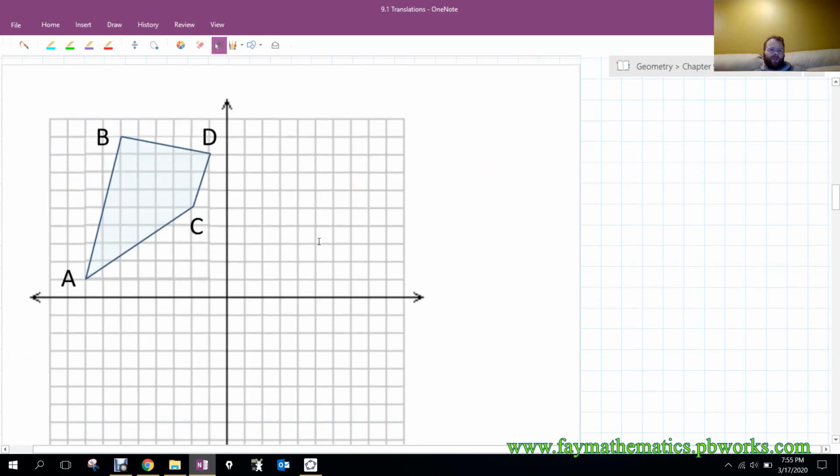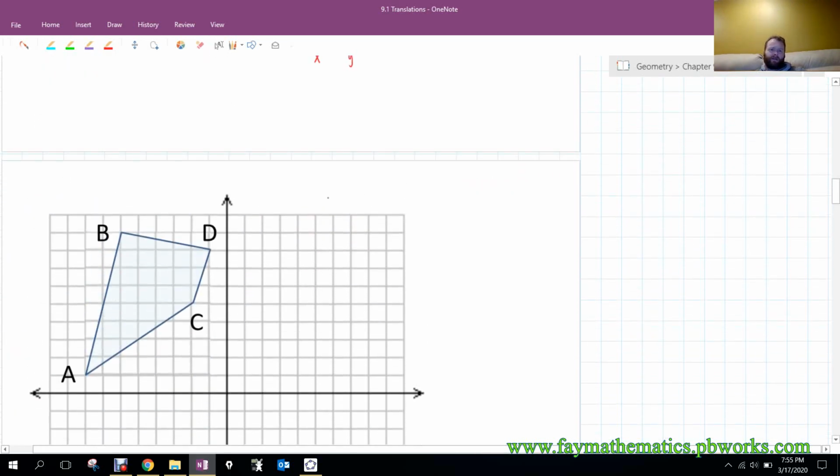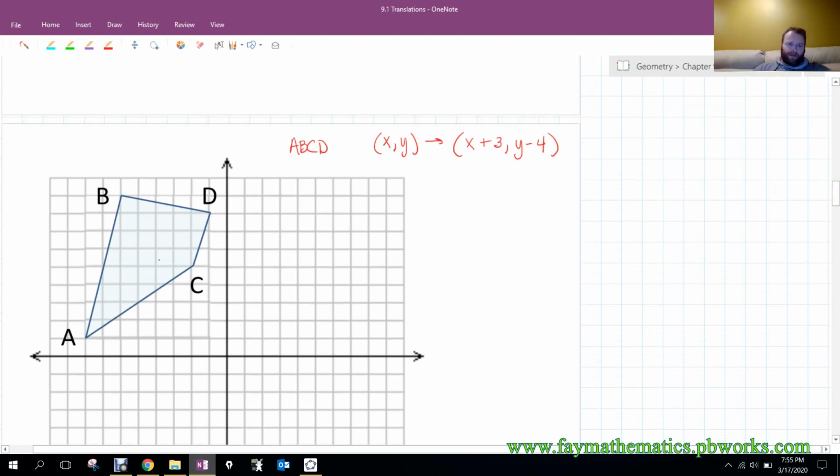Okay, so this one here, I'm going to start with this ABCD, this polygon, quadrilateral. And let's go ahead and take ABCD and translate it. Let's write it this way: X comma Y goes to X plus 3, Y minus 4. So what I want to do here real quick is give you the graphical application.